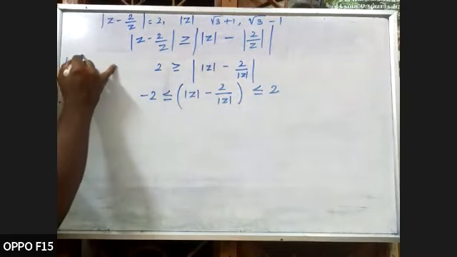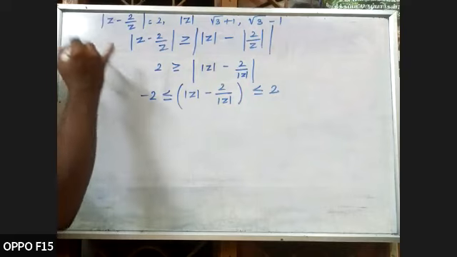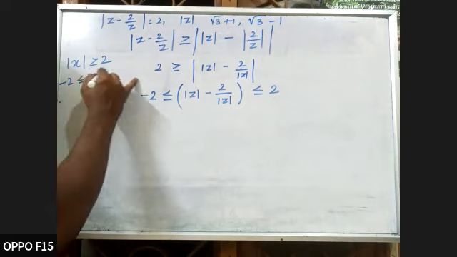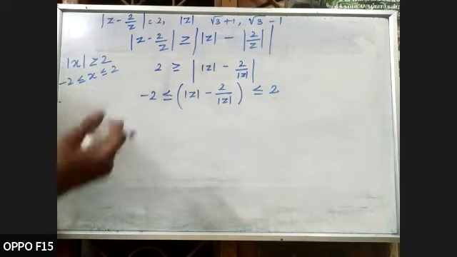Always remember that if it is given that modulus of x is less than or equal to 2, I can write minus 2 less than or equal to x less than or equal to 2. This is the property of inequalities. In absolute value, this is how we write it.